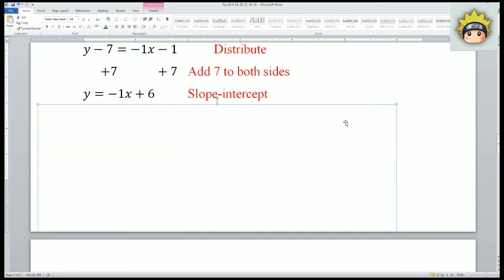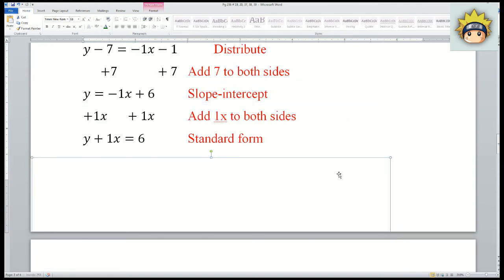To get it into standard form, I do the inverse by adding 1x to both sides, and now it becomes the standard form of y plus 1x equals 6.